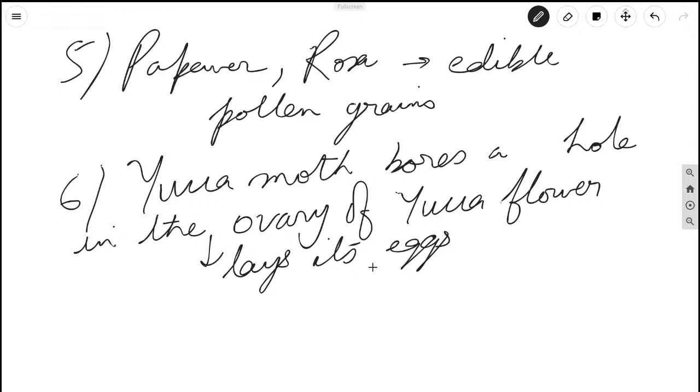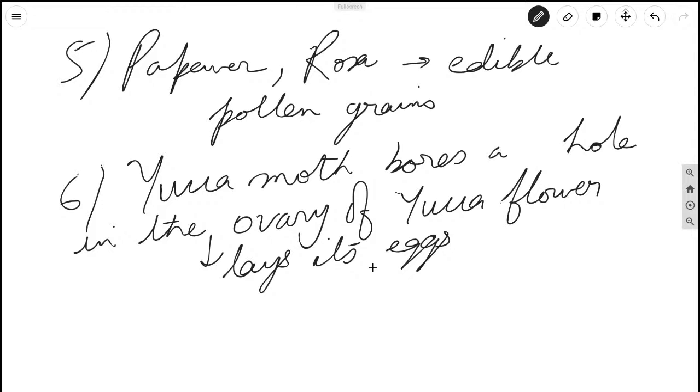So this is like an obligatory association. You can call it a symbiotic relationship also here, right? Plus obligatory, that too, right? So it is a mutualism, not the facultative one. It is mutualism, right? Obligatory. So these are the main examples when we talk about entomophily.